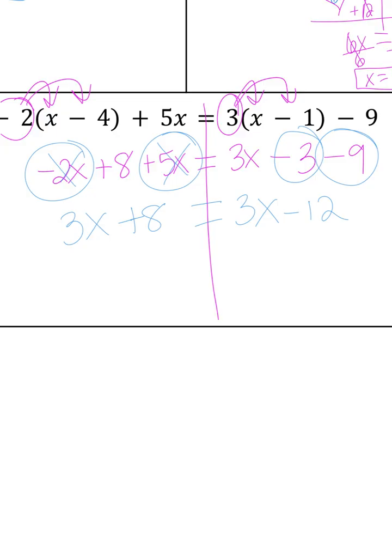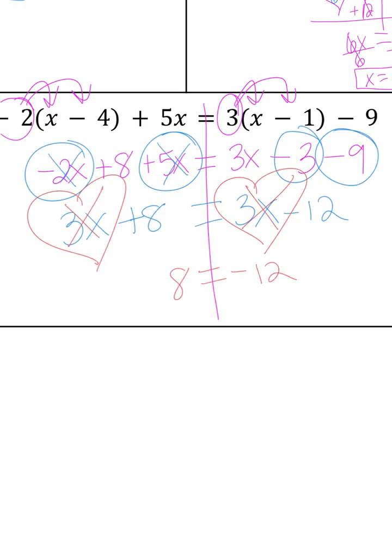Now I need to look for hearts. How many hearts do I have? 2. What do you notice about these hearts? They're the same. When you get to the step where you're looking for hearts, if you have the exact same heart on the left and the right side of that equal sign, they cancel. They're exactly the same, they're canceling. And look at what you're left with. 8 equals negative 12. No solution. Yep, those don't equal, do they? 8 and negative 12 are not the same thing, so your answer is no solution.